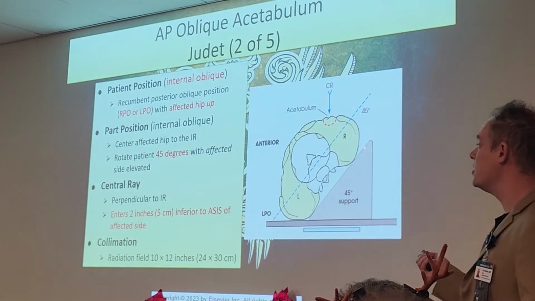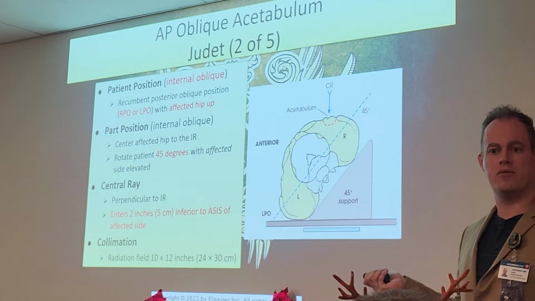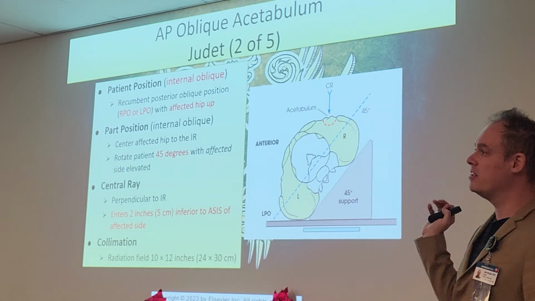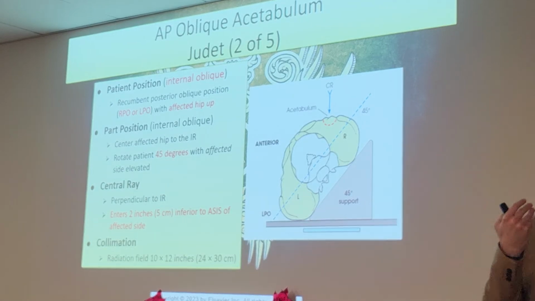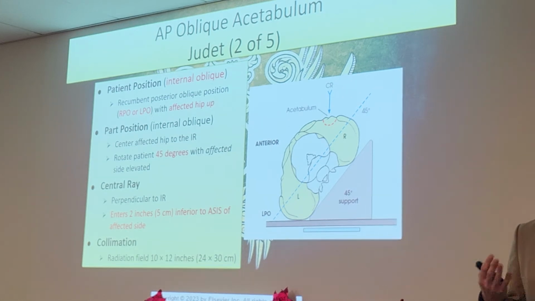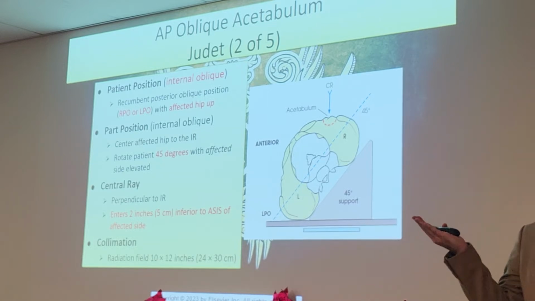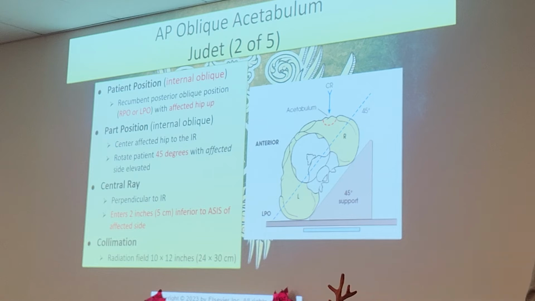Main thing to remember, guys, on these is what are we looking at? For the internal oblique, we're looking at the affected side up. So if I am doing an internal oblique, acetabulum, Judet view, and the patient is LPO, what is the side of interest? The side that's up. So it'd be the right acetabulum for the internal oblique. Does that make sense?